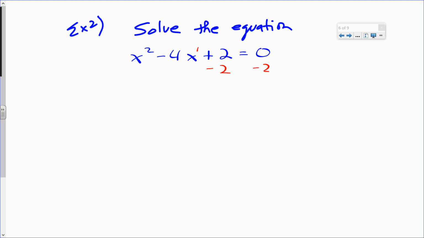Watch. Don't write this down. Just pay attention for now. Okay? I'll tell you what to write down. I want you to just listen. I want to set up the problem for you before I teach you one of the most difficult lessons. So, let's just say subtract 2. Let's see what happens. So, I end up having x squared minus 4x equals -2.